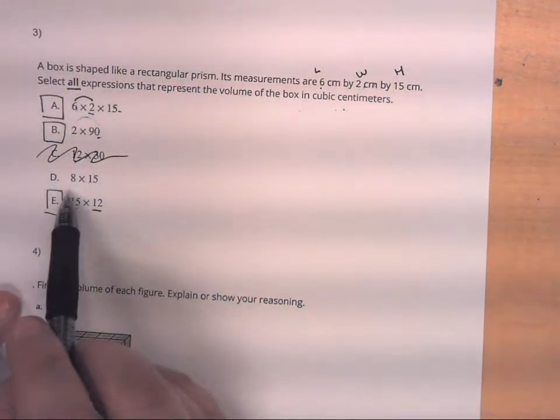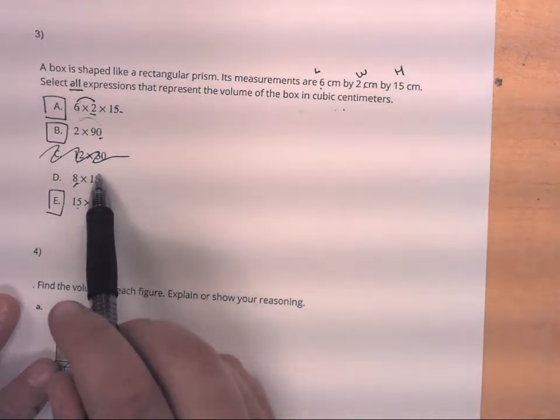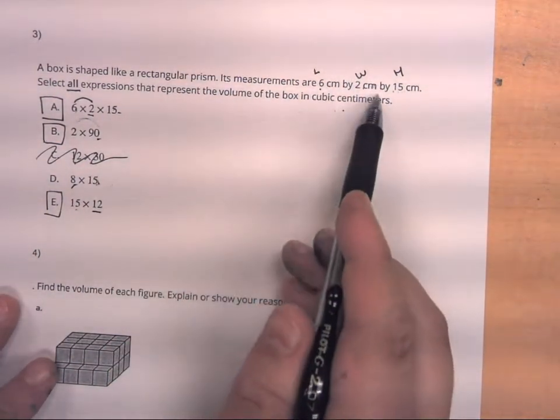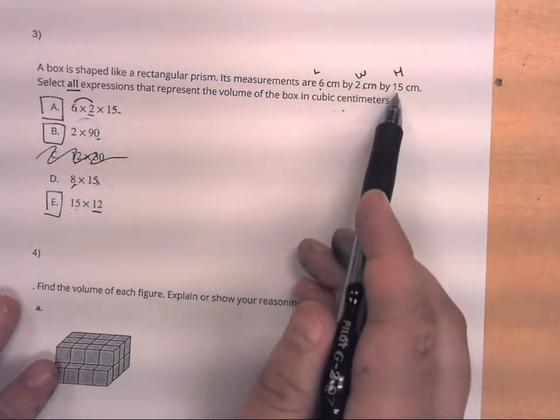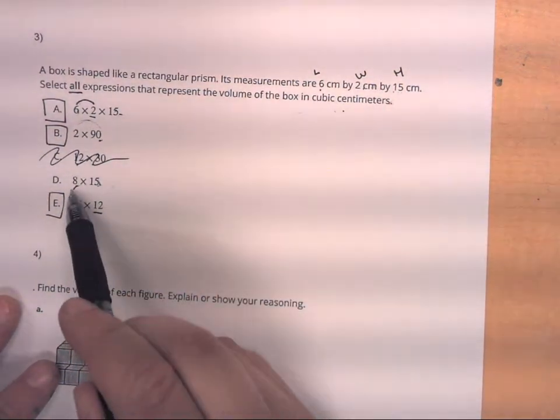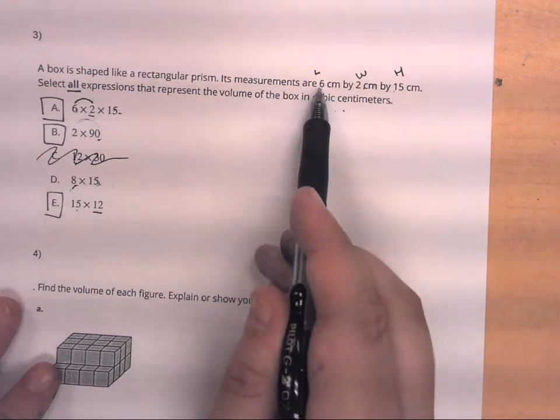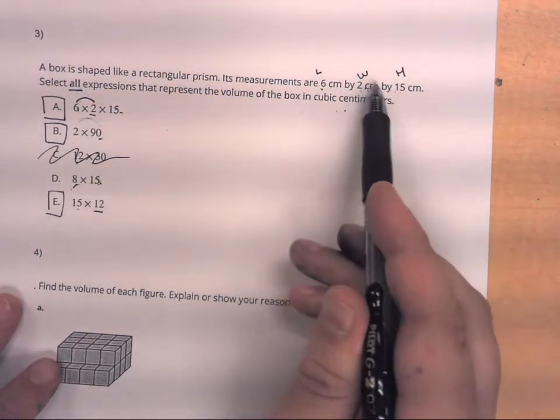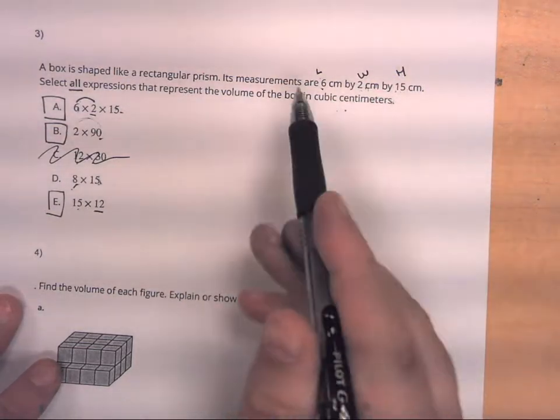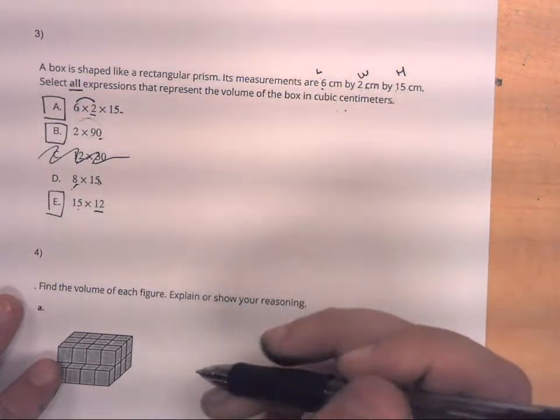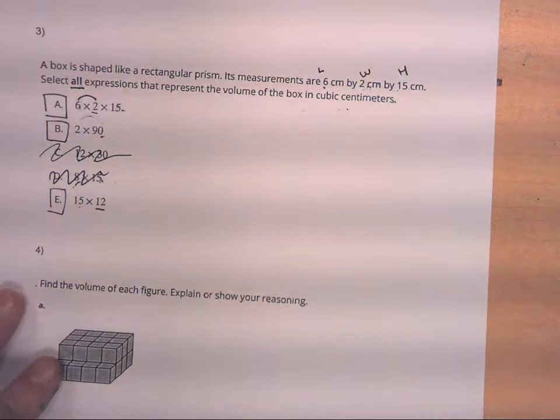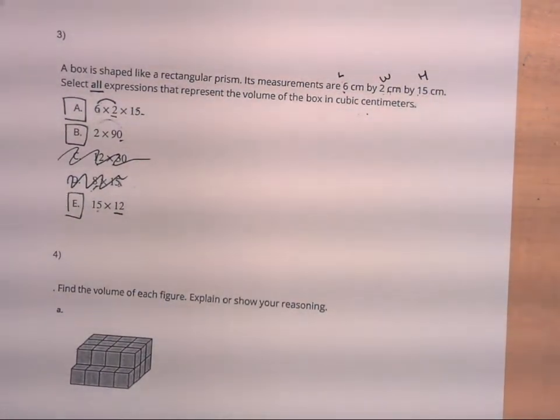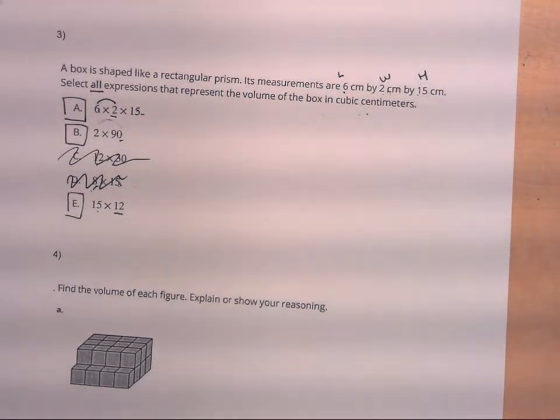Likewise, looking at 8 multiplied by 15, we can see where the 15 does relate to a dimension in the problem, but this 8 appears to have been the result of adding these two dimensions, the 6 and 2. And we know that with the 3 dimensions of a rectangular prism, we're not adding these dimensions, we're multiplying them. So D is also incorrect, leaving us with just A, B, and E as correct expressions.